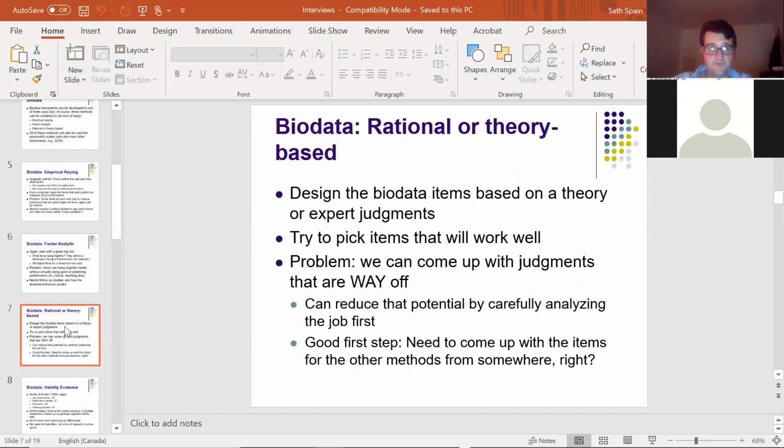The last approach is what's sometimes called rational or theory-based. The basic idea here is we're just going to put this together based on expert judgments. And the experts could be subject matter experts. So these are not necessarily people like professors or even executives or stuff like that.